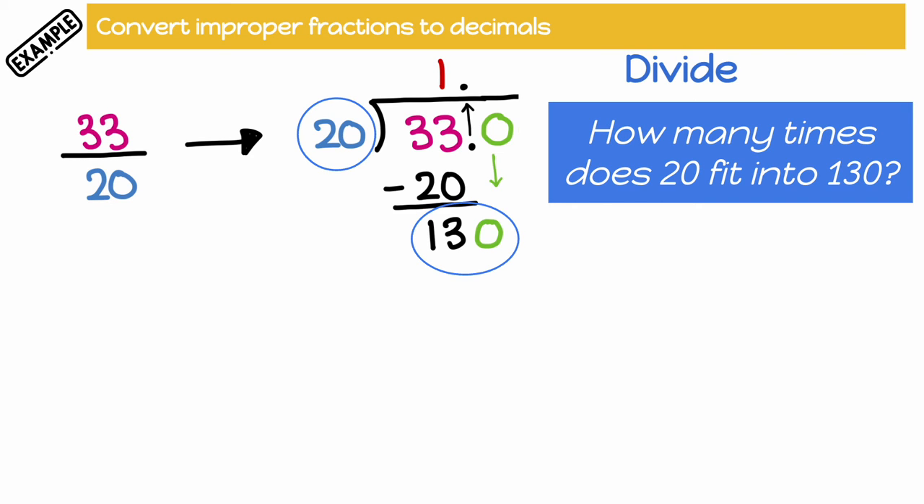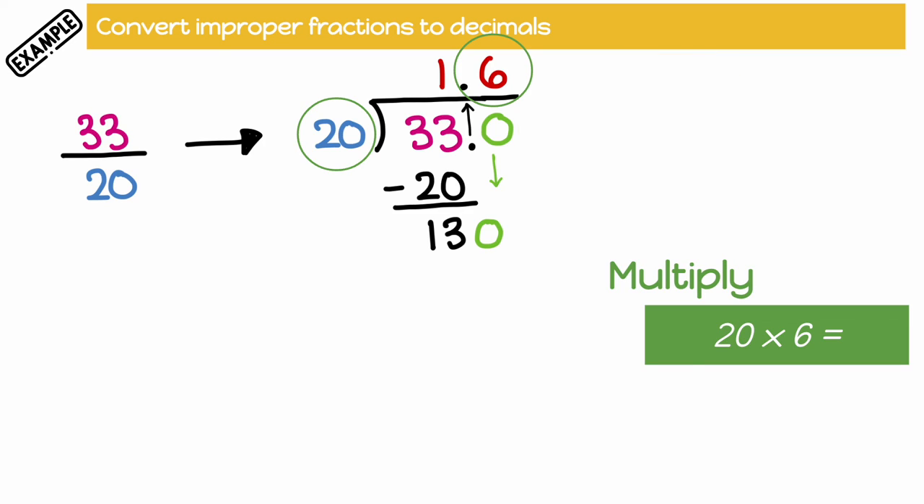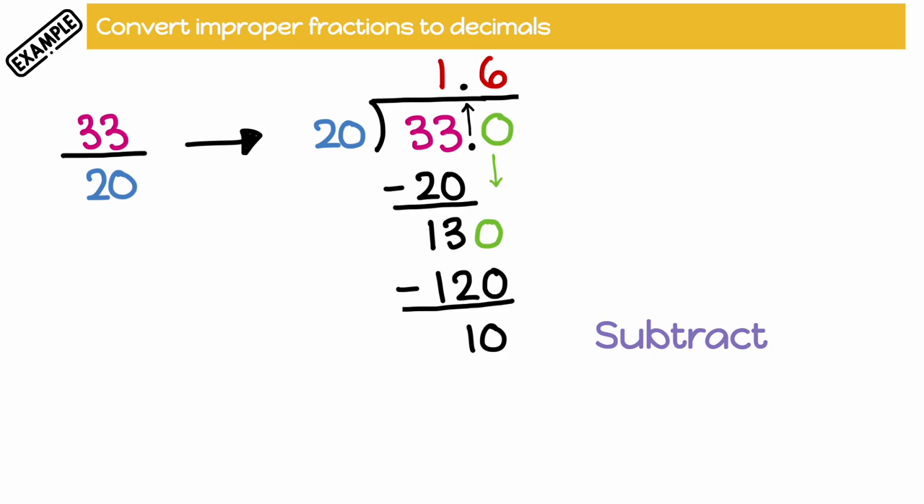And now I'm going to go back and do the division part. Remember, we have divide, multiply, subtract, bring down. So now we're going to divide. How many times does 20 fit into 130? It fits in 6 times, and then we're going to multiply 20 times 6, which gives us 120. Then we're going to subtract, which gives us 10. And from here, we're going to bring down, so now we get 100.